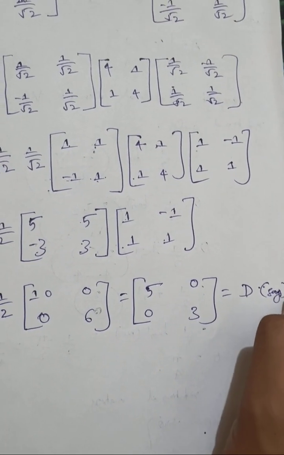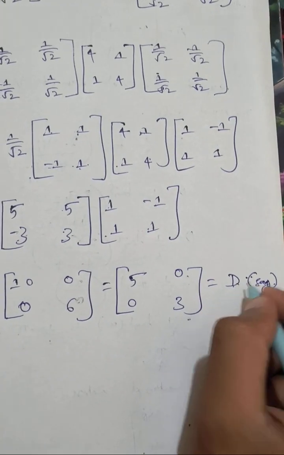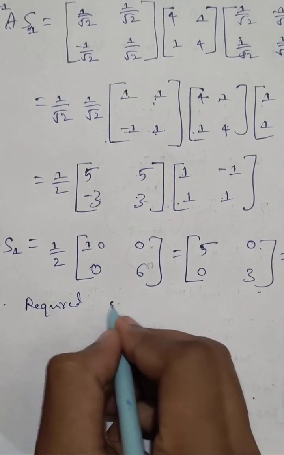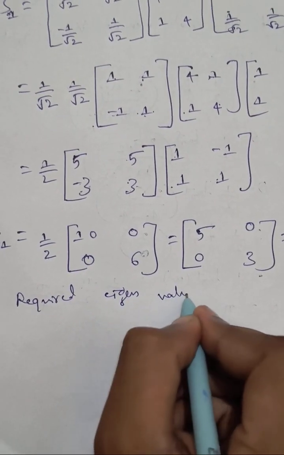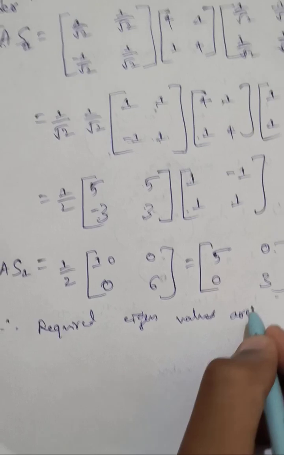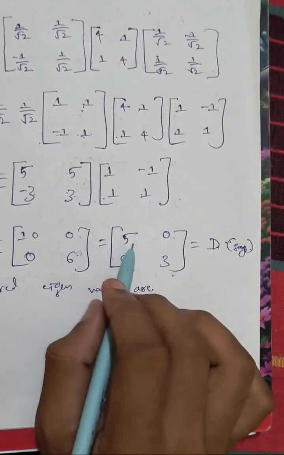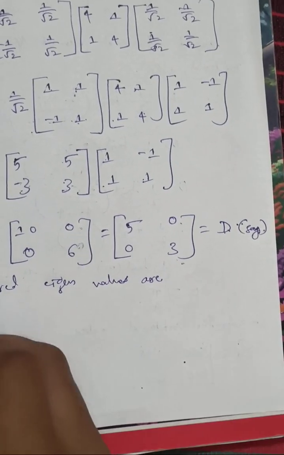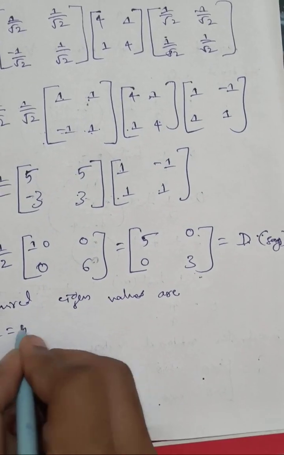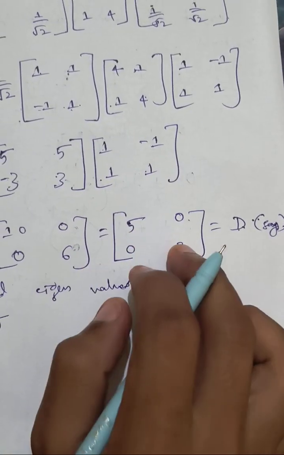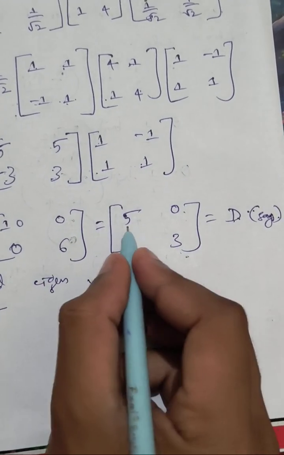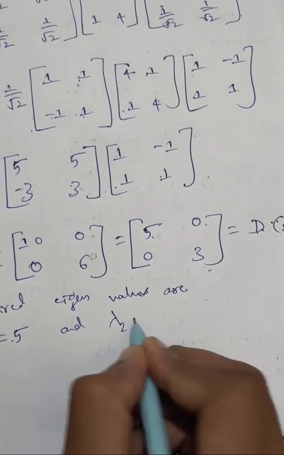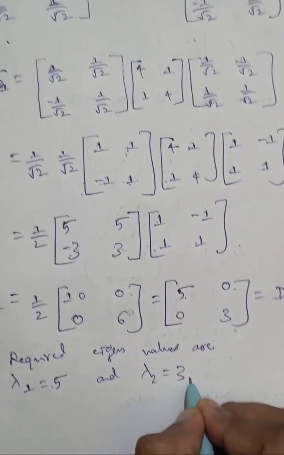So let me call that D. Therefore the required eigenvalues are, so what are the eigenvalues here? The diagonal elements are the eigenvalues themselves. So our eigenvalues are lambda 1 equals to, what are the diagonal elements here? 5 and 3 are the diagonal elements. So they are the eigenvalues. So lambda 1 is equal to 5 and lambda 2 is equal to 3. So these are the eigenvalues.